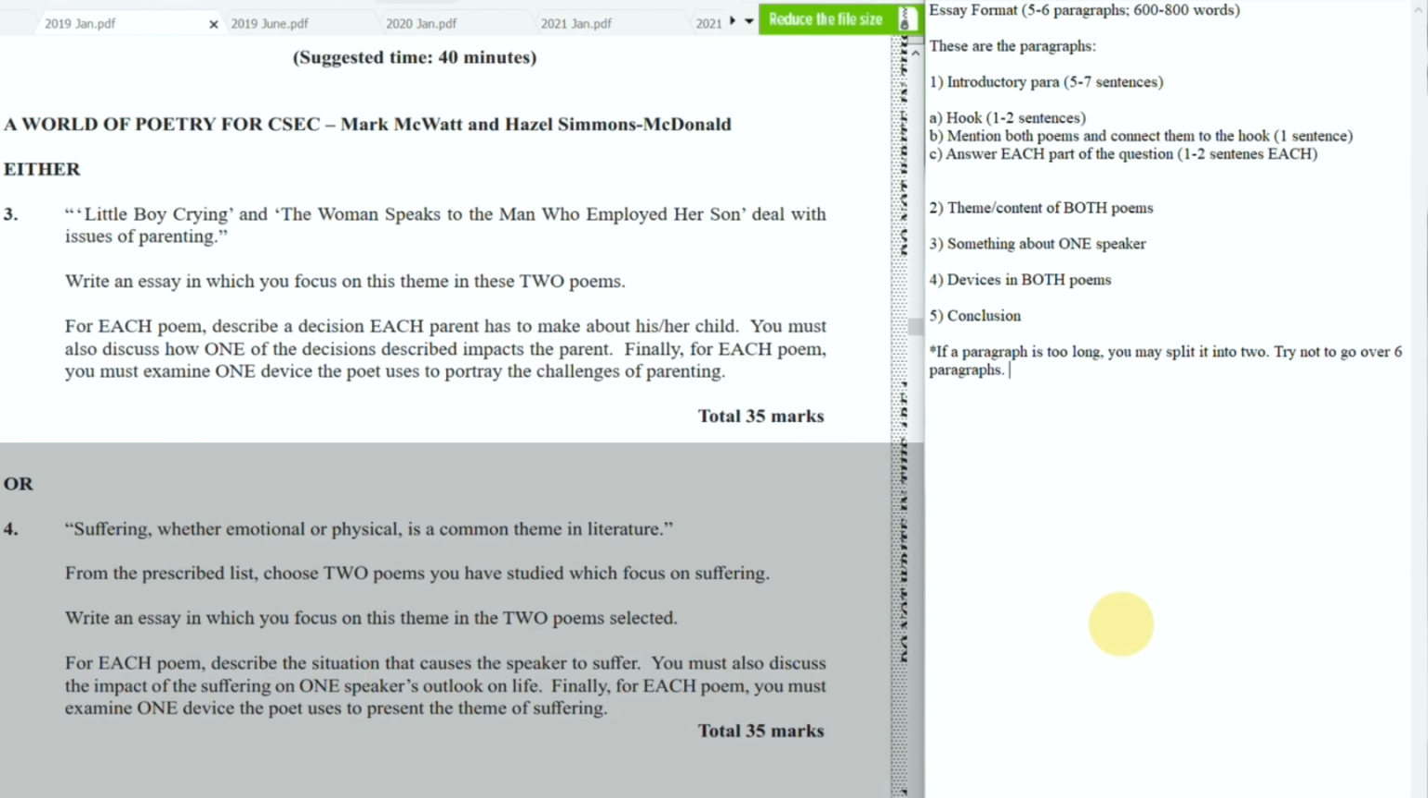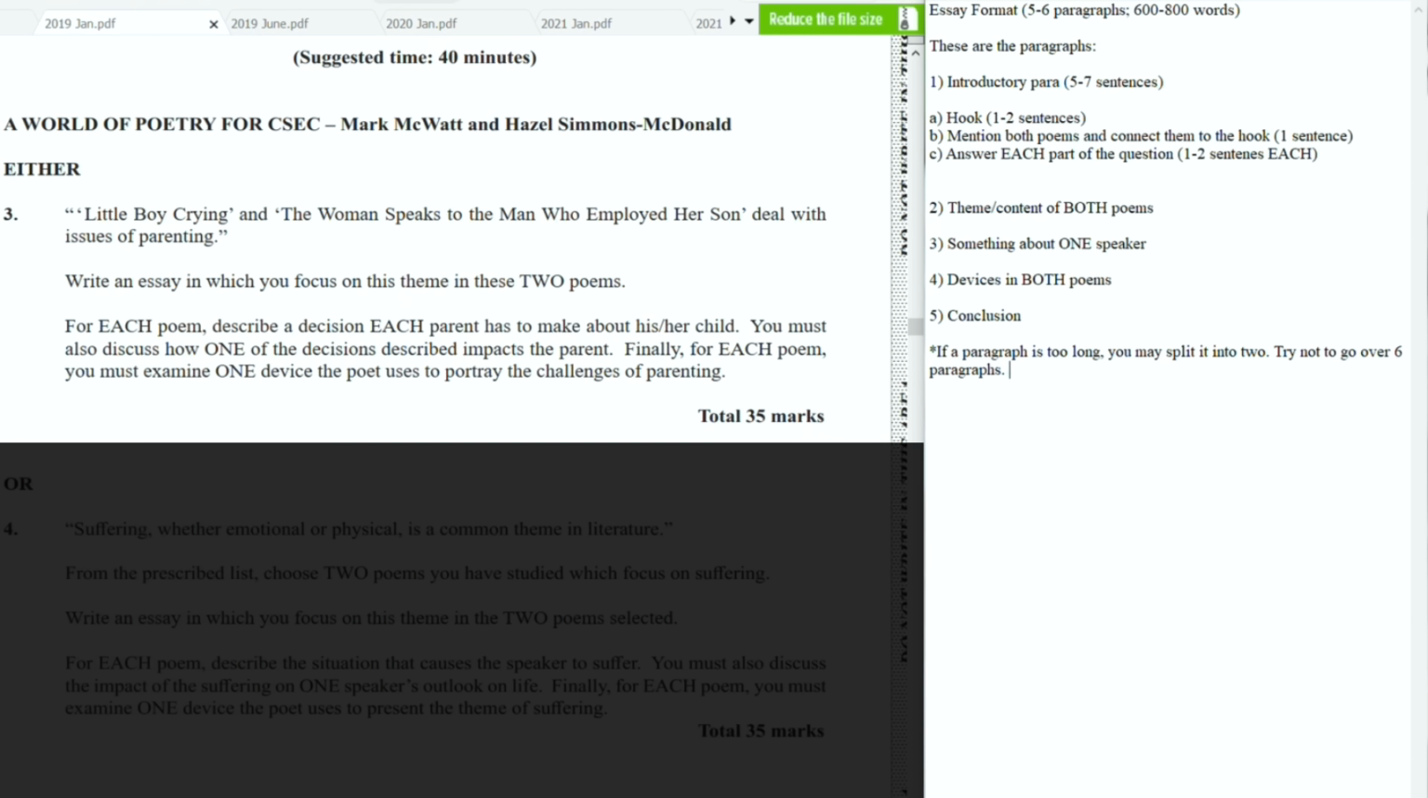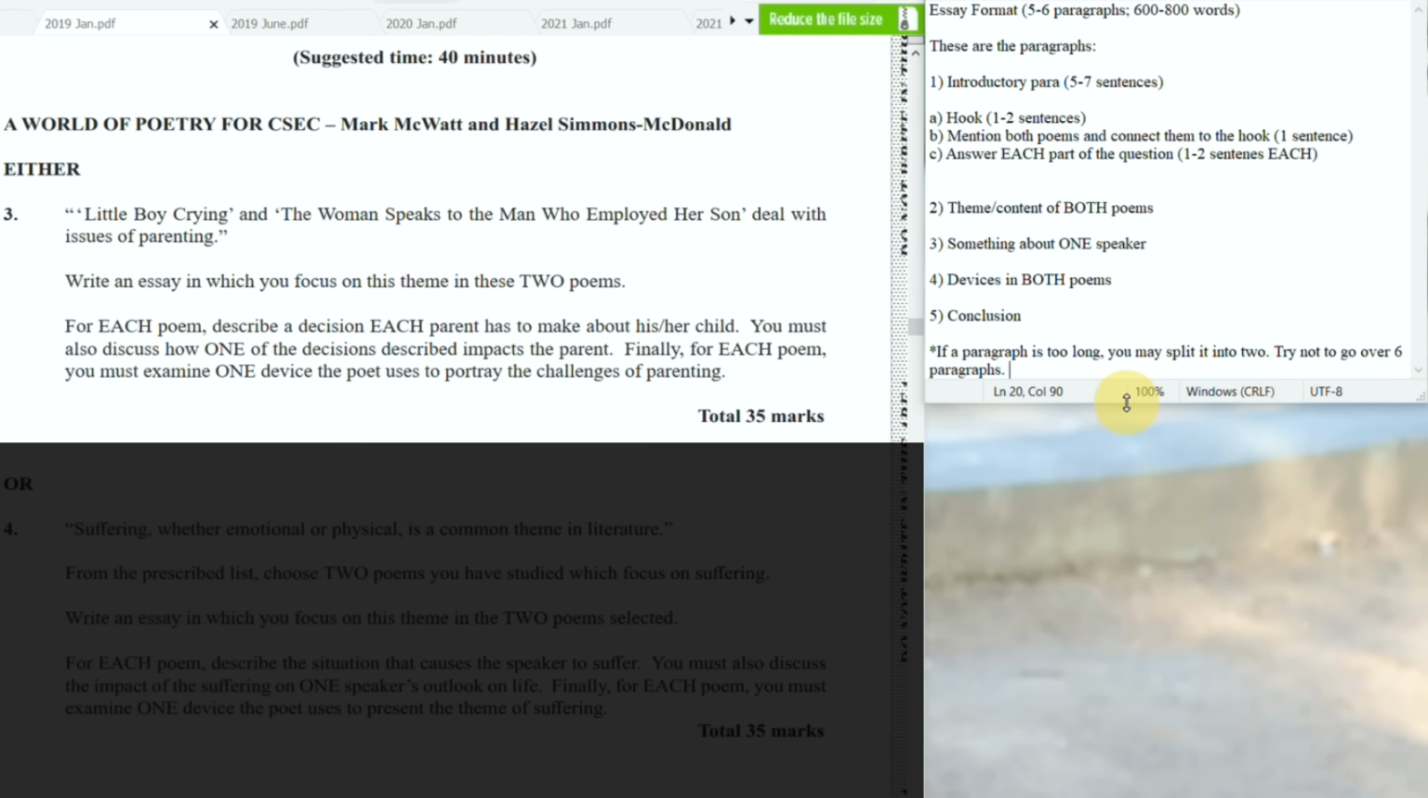Okay, so now we know what the essay format is. When you go into the exam and you choose a question, before you start writing the essay, you need to plan what you're going to write. The planning, it's good if you can plan in 5 minutes or less. If you can do a proper plan in 5 minutes, you'll have about 35 minutes in which to write 700 words. That's good.